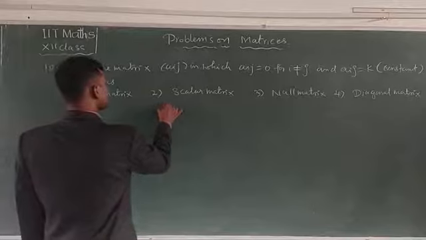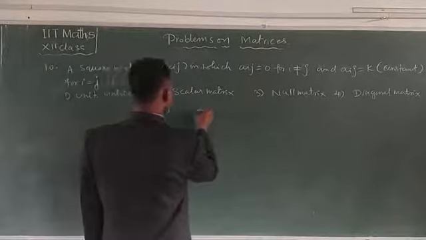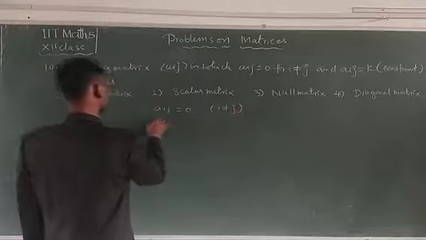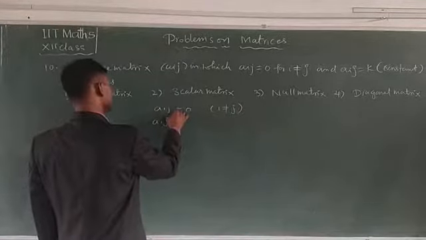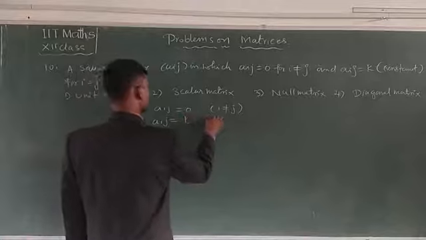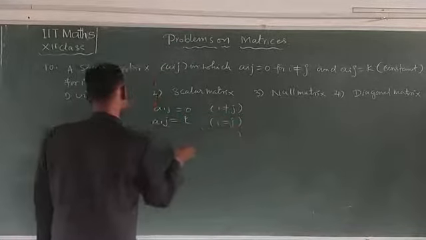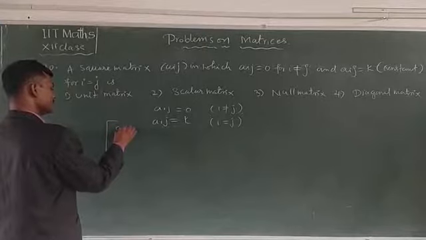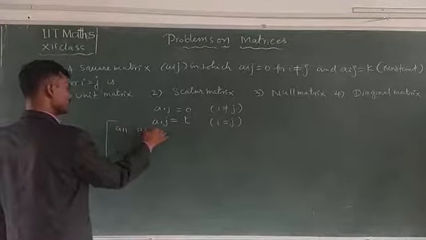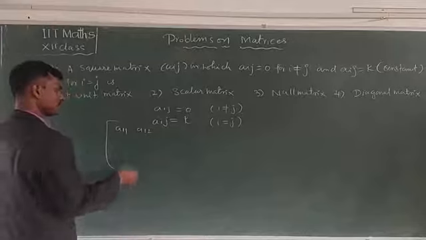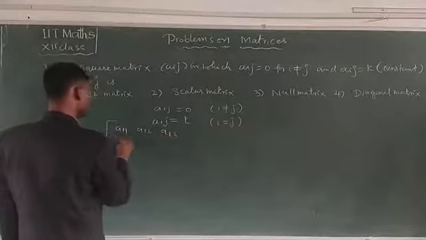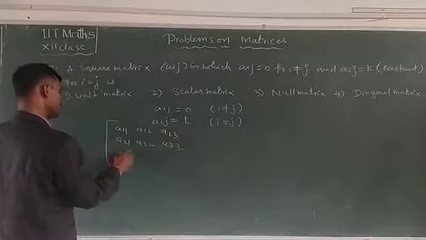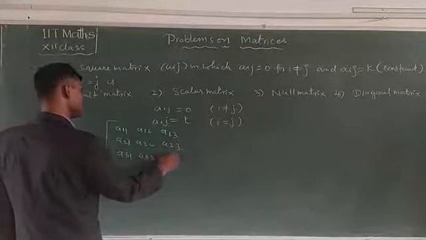Here Aij is equal to 0 where i is not equal to j, and Aij is equal to k, some constant, where i is equal to j. That means you have to write a matrix. Suppose a 3 cross 3 matrix: you have to take here A11, A12, A13, here A21, A22, A23, and A31, A32, A33.